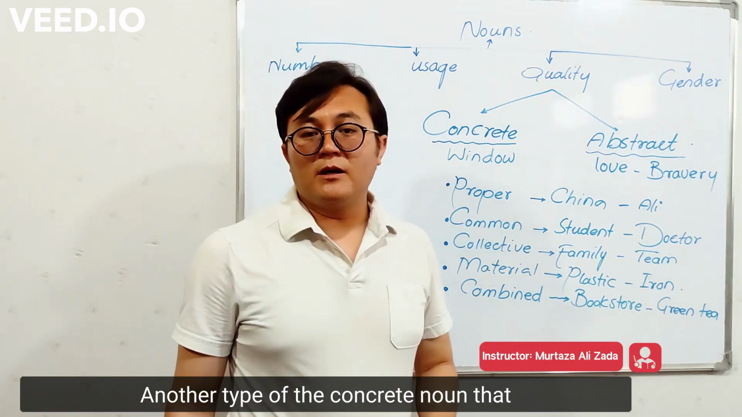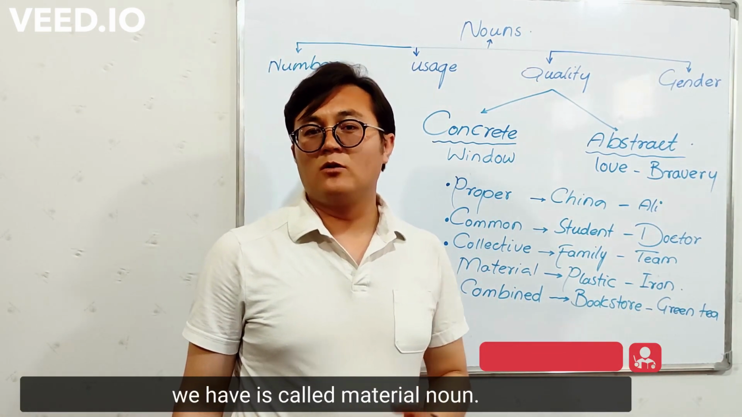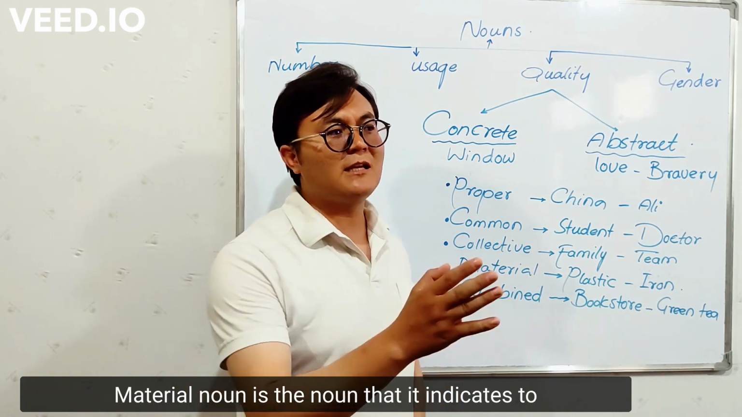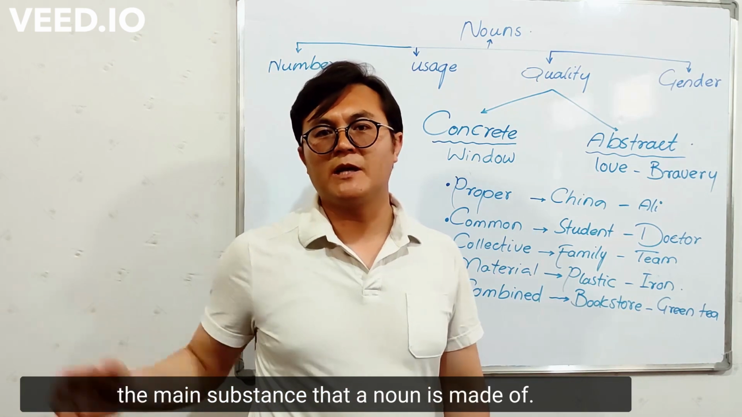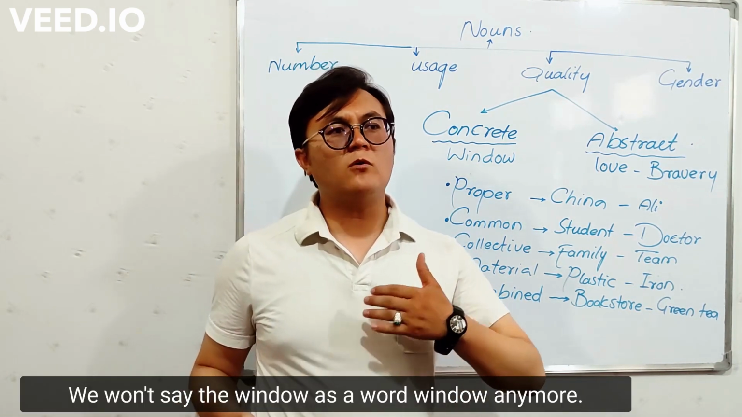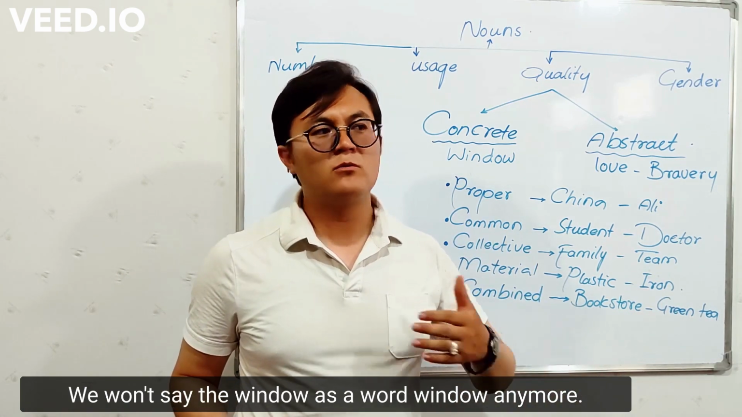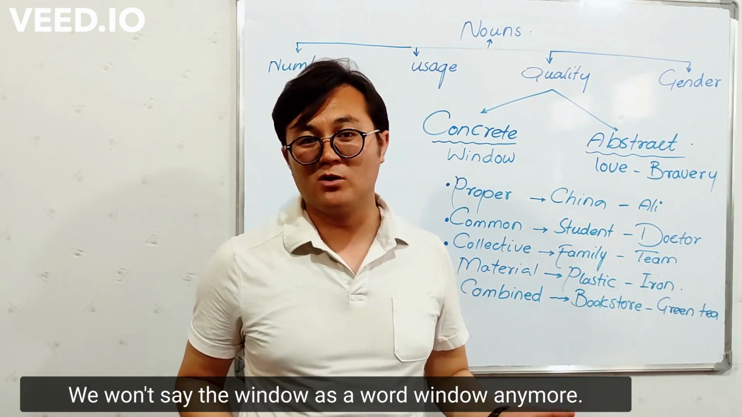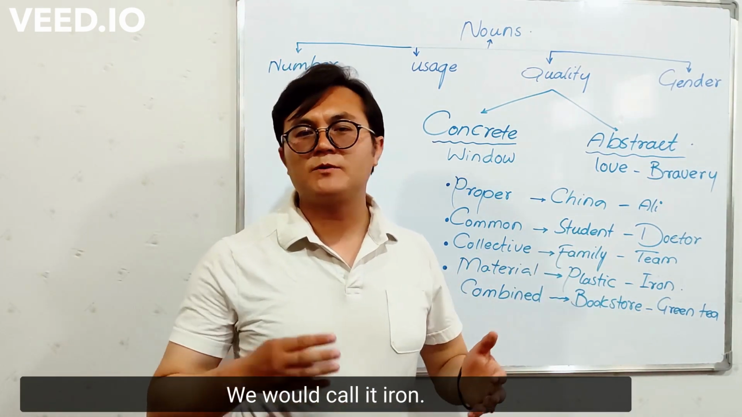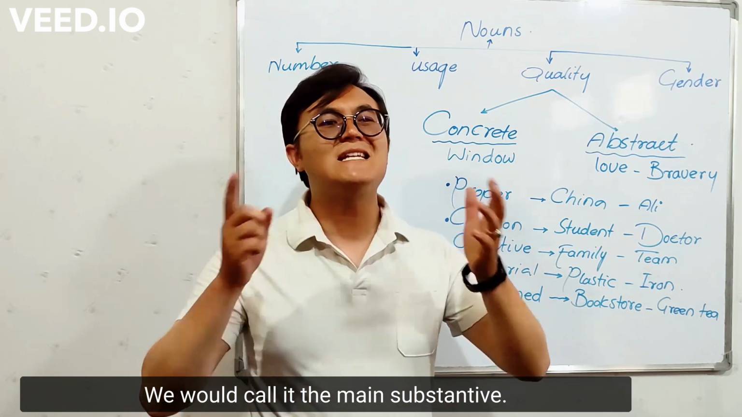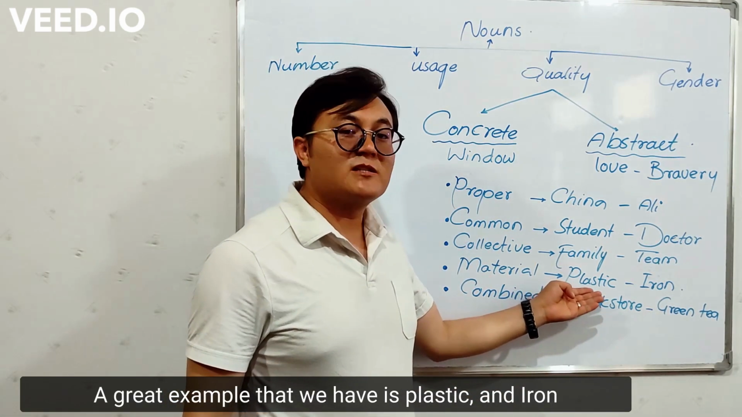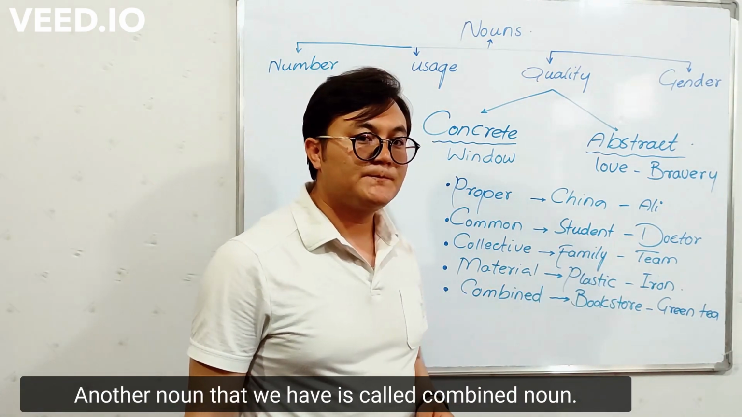Another type of concrete noun that we have is called the material noun. A material noun is a noun that indicates the main substance that a noun is made of. Like, there is a window. We wouldn't say the word window anymore if we have a material noun there. We would call it plastic, we would call it iron, we would call it the main substance that the window is made of. A great example is plastic and iron.